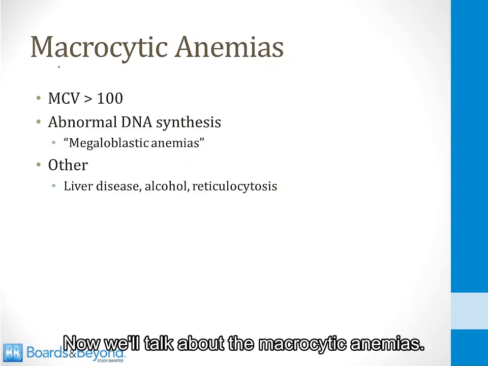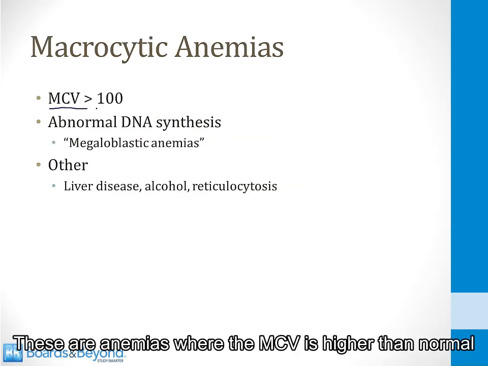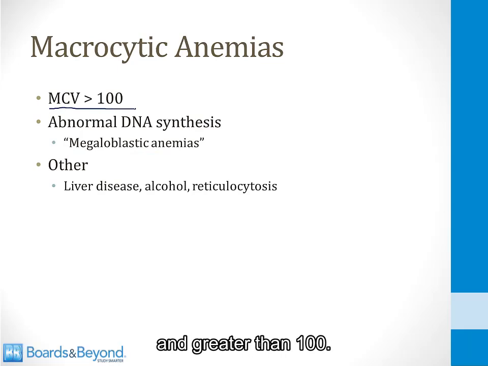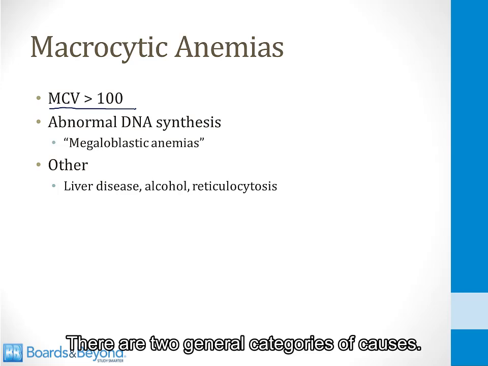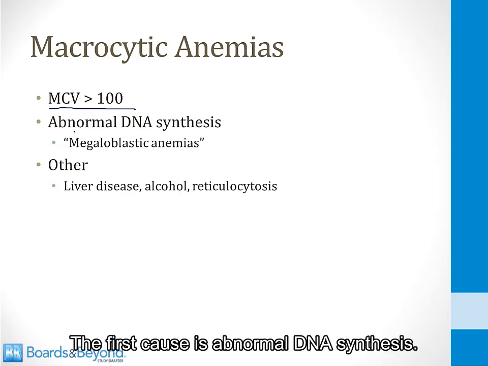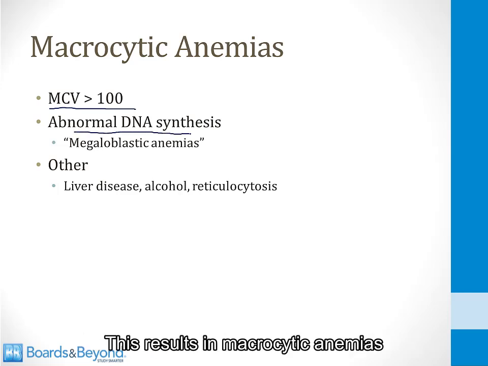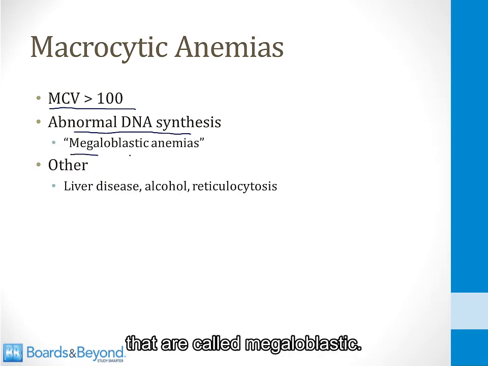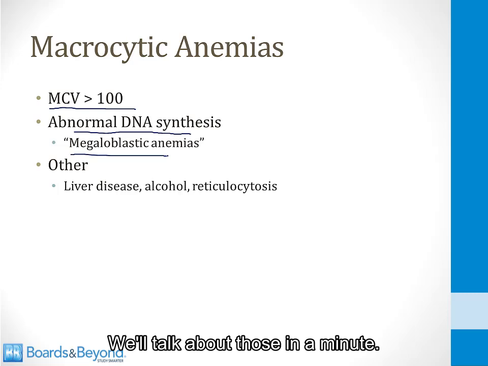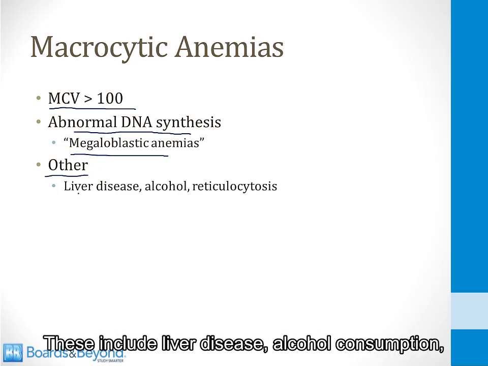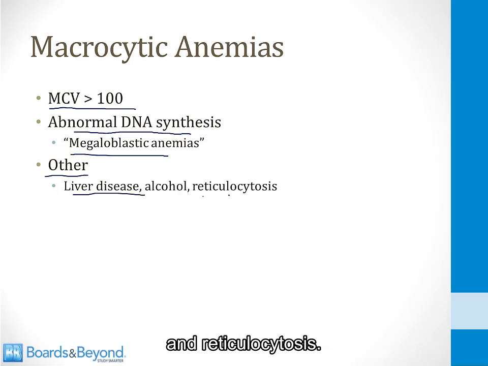Now we'll talk about the macrocytic anemias. These are anemias where the MCV is higher than normal and greater than 100. There are two general categories of causes. The first cause is abnormal DNA synthesis. This results in macrocytic anemias that are called megaloblastic. We'll talk about those in a minute. And then there's a small group of other causes. These include liver disease, alcohol consumption, and reticulocytosis.